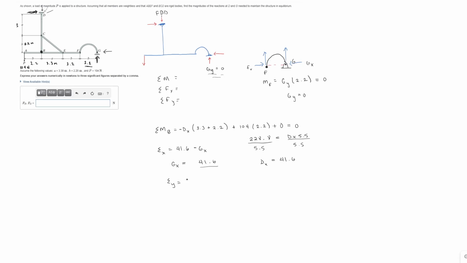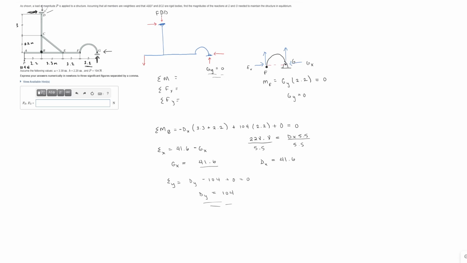Then we have to find the sum of the y. When we find the sum of the y, it's going to be dy plus 104, or minus 104, sorry. And we don't know if this is positive or negative yet. We're going to figure it out in a second. And then it's going to be plus g of y, which is 0. It's all going to be equal to 0. So d of y equals 104. Okay?